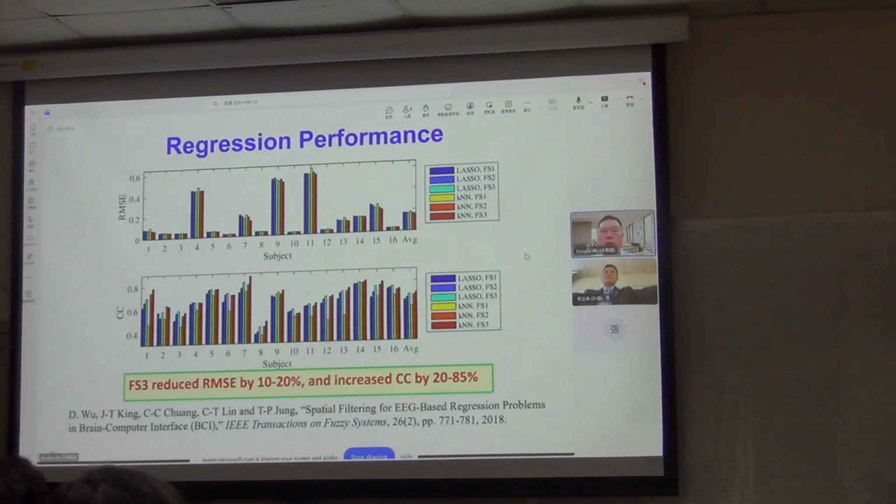So as a simple conclusion here, we have demonstrated that by using the fuzzy set-based approach to define the fuzzy classes, we can easily extend the CSP spatial filtering, which was originally proposed for EEG-based classification problems, to regression problems, and the resulting features can be more effective in EEG-based regression.